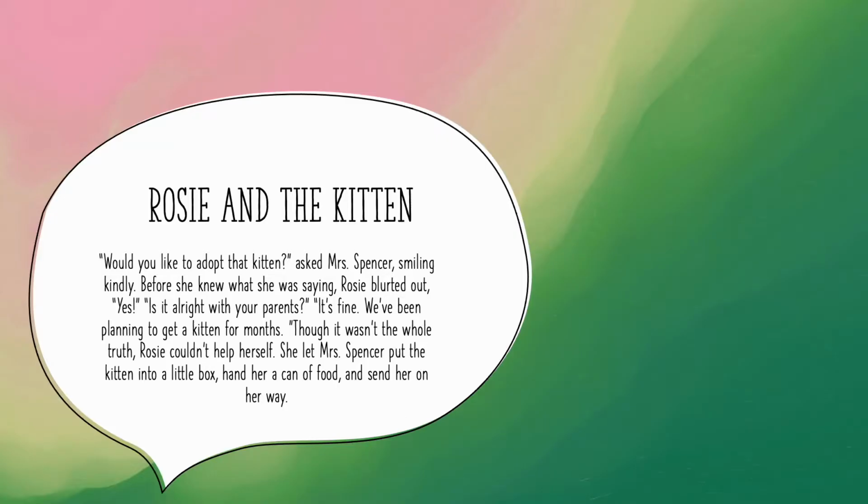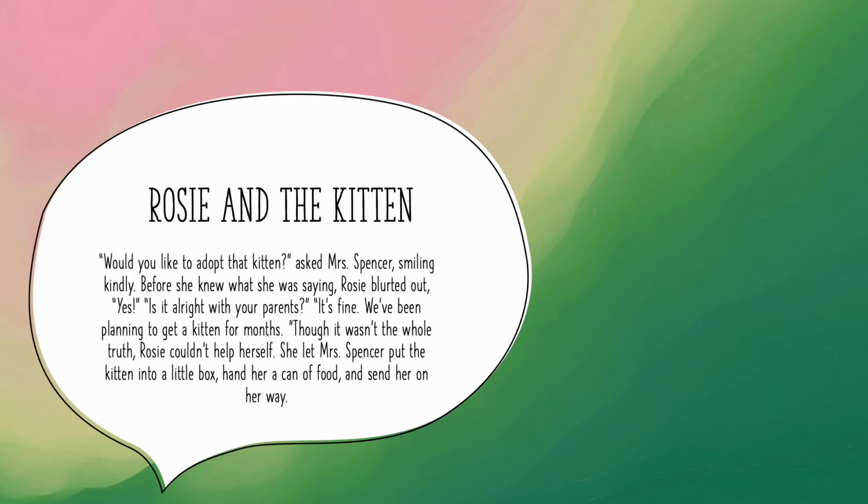"Would you like to adopt that kitten?" asked Mrs. Spencer, smiling kindly. Before she knew what she was saying, Rosie blurted out, "Yes." "Is it all right with your parents?" "It's fine. We've been planning to get a kitten for months." Though it wasn't the whole truth, Rosie couldn't help herself. She let Mrs. Spencer put the kitten into a little box with a can of food and send her on her way.